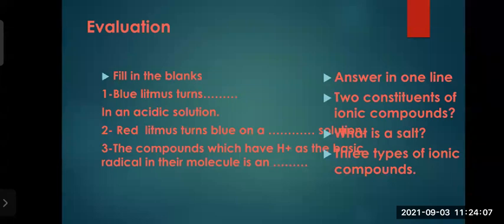Sorry, what is a salt? The compounds which have a basic radical other than H plus and an acidic radical other than OH. Such compounds are called or known as salts. And the last one, three types of ionic compounds. Very easy. I have shown you through the table three types of ionic compounds. The three types of ionic compounds are the acids, bases, and salts.